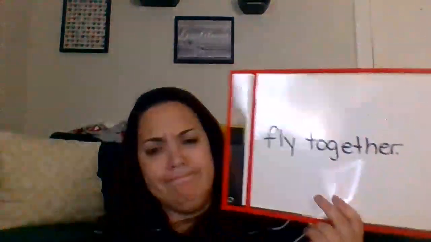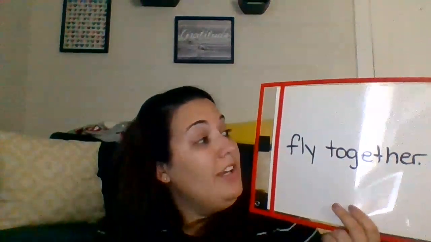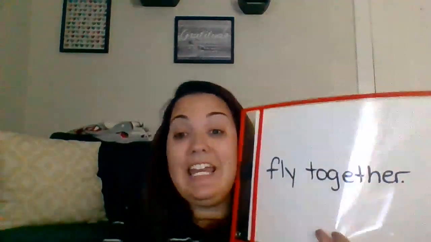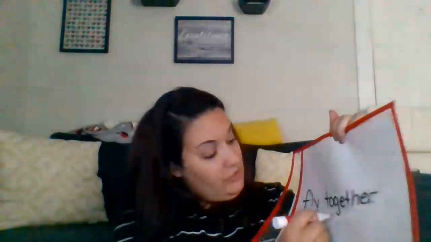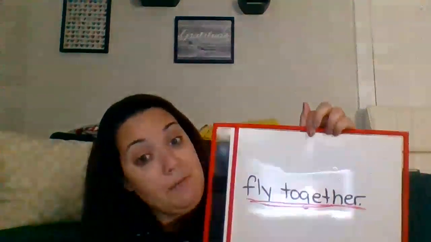Fly together. I don't know who or what this sentence is about because it doesn't have a subject. It only has a predicate. Fly together. So something flies together. I just don't know what. This is not a complete sentence. If I want to make it a complete sentence, I could add a subject to the beginning of this. So let's see. How about the flock of birds?